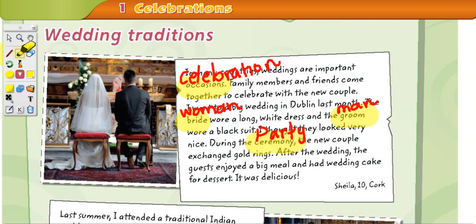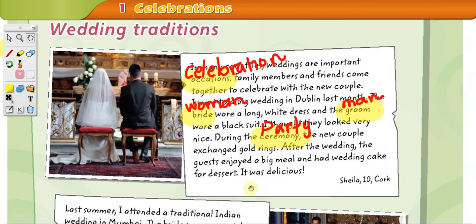So in this paragraph, Sheila went last month to a city called Dublin, and she attended a wedding. The bride wore a long white dress, the groom wore a black suit, and they exchanged gold rings. They wore gold rings, and there was a big meal, and they had wedding cake for dessert. And Sheila said it was delicious, so that means that Sheila enjoyed the wedding.